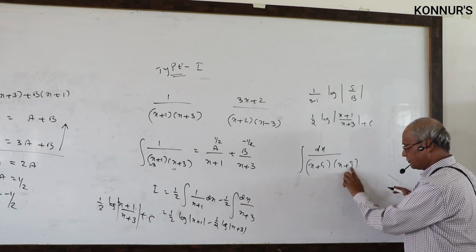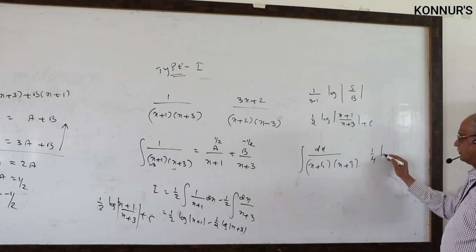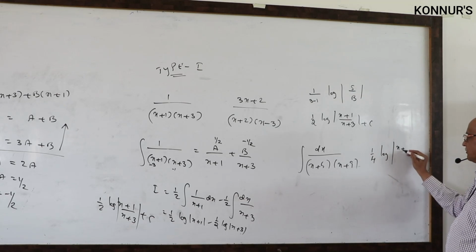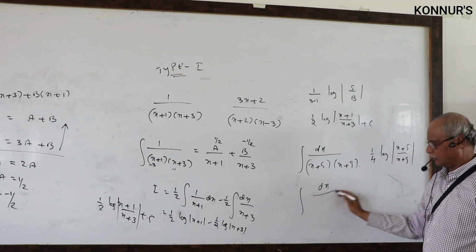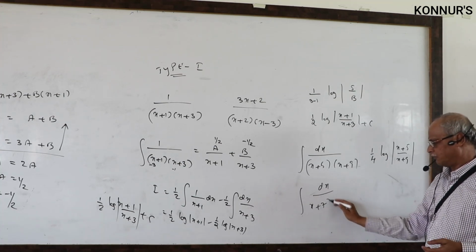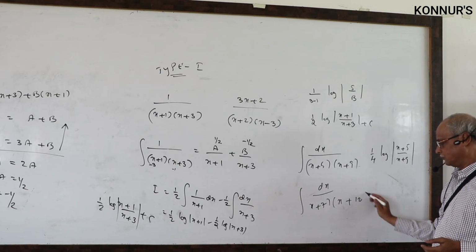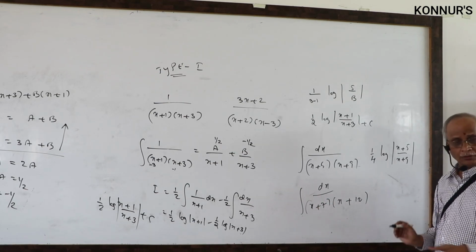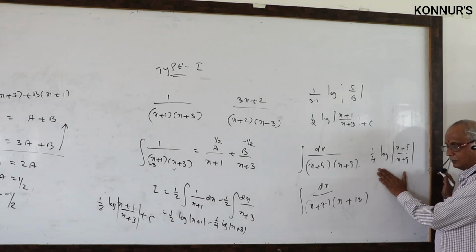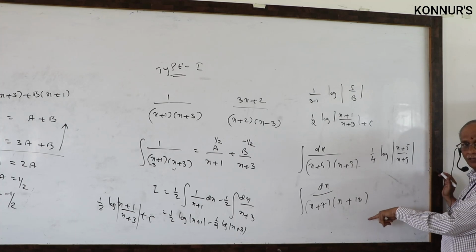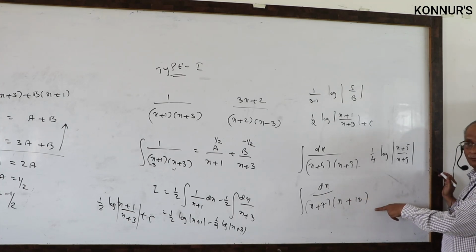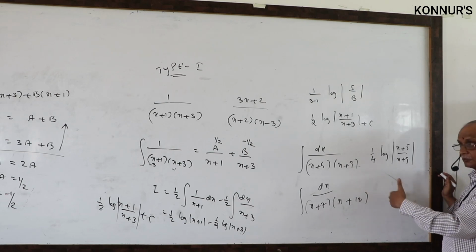What is the difference of these two? 1 by 4 log of x plus 5 by x plus 9. The answer is finished. Next problem I will write. Don't write the answer, go to the problem. ABCD. x plus 7, x plus 12. ABCD. You don't put this also in rough. The answer must be 1 by 5 log x plus 7 by x plus 12. Okay? This level I want.